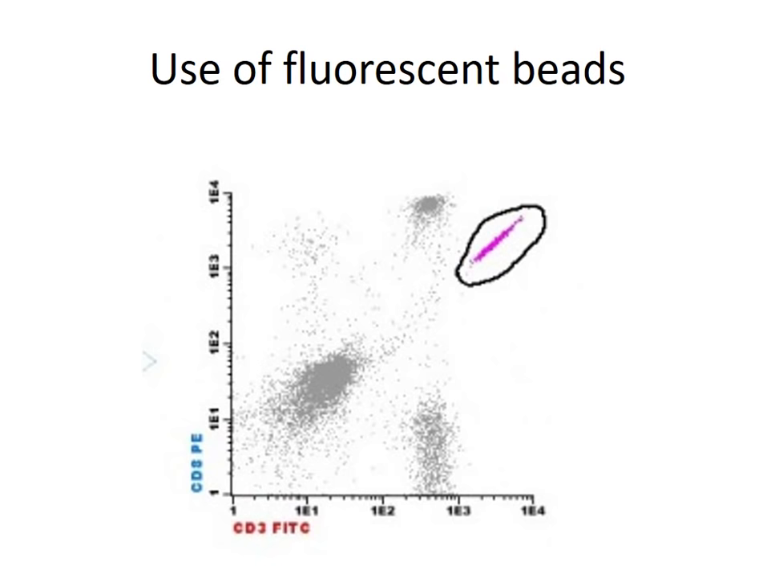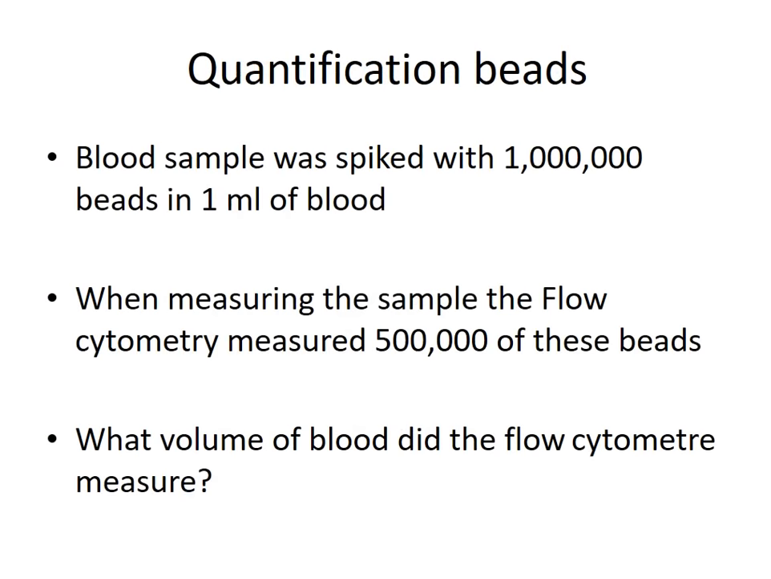Okay, you see the population here. These are little synthetic beads with fluorochromes attached to it. You then put that into the blood, and the amount of these beads that you detect will give you an indication of the volume of blood that was used for that analysis. So the concept could be that you put 1 million beads into 1 ml of blood, you then put it onto the flow cytometer, and if you detect 500,000 of these beads, how much sample did the flow cytometer use?